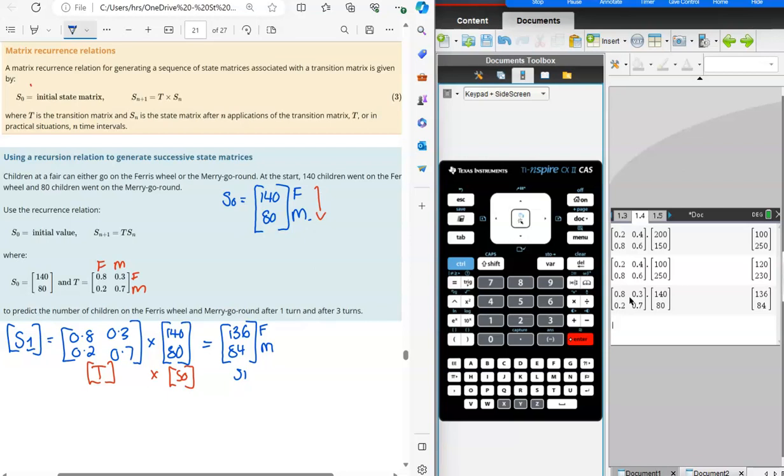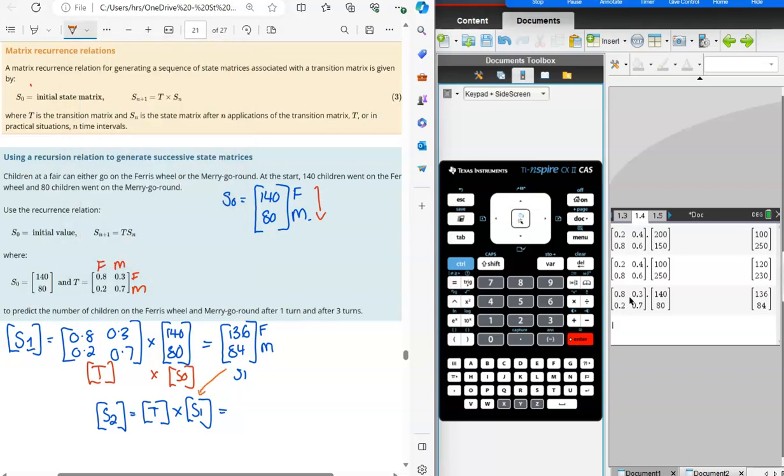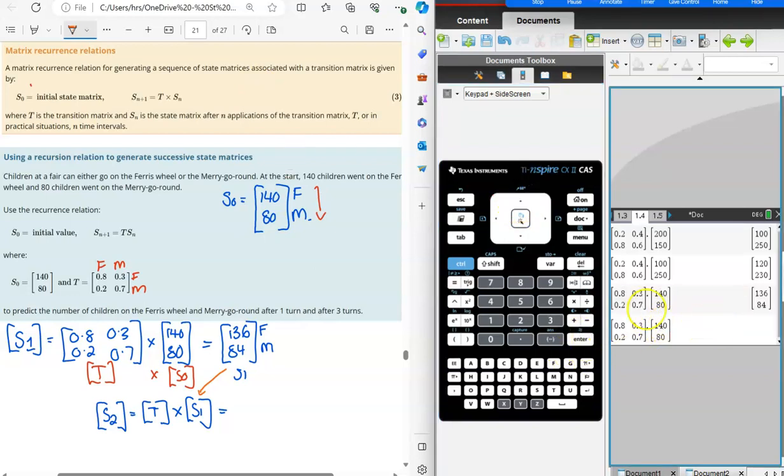Now I need to get to S3, so I'm going to have to go in steps. I need to find S2 first, because S2 is the transition times S1, which I have now. So I can move this number into here. You can do it quicker on your calculator. I'm just going to go up, highlight it, press enter, and then adjust these ones in here.